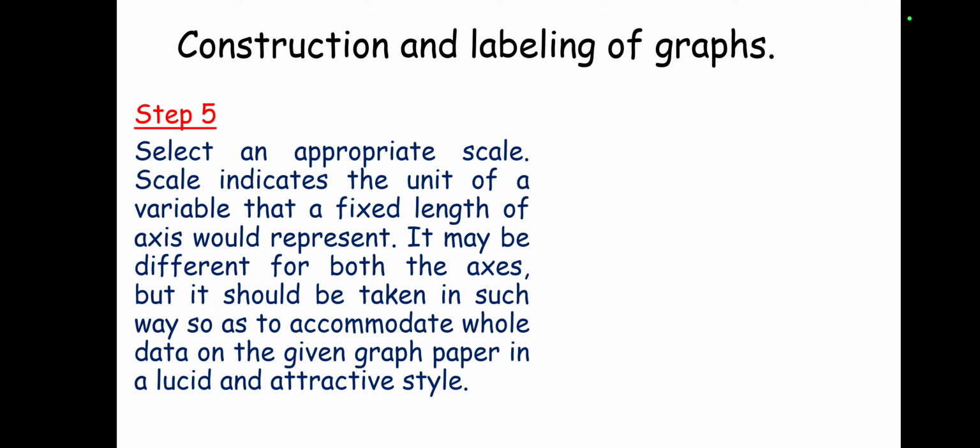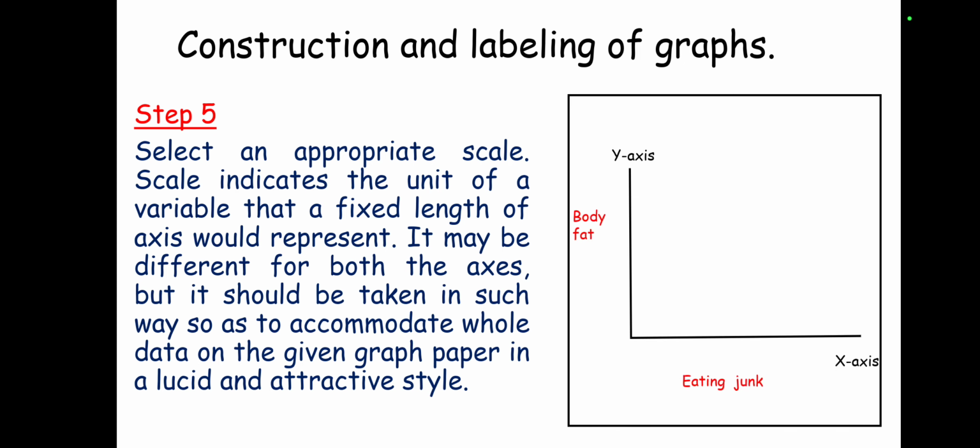Next, moving to step 5. Select an appropriate scale. Scale indicates the unit of a variable that a fixed length of axis would represent. It may be different for both the axes, but it should be taken in such a way as to accommodate the whole data on the given graph paper in a lucid and attractive style. So for this we'll use our previous example, eating junk versus body fat. Now here we need to select some unit. On the basis of that, we can select the scale as well.